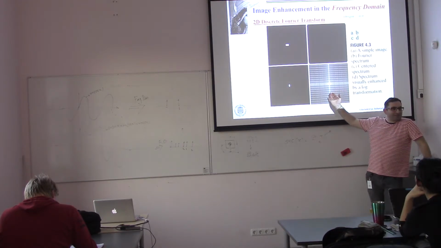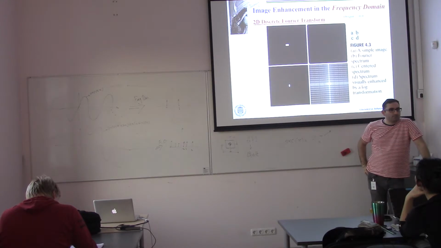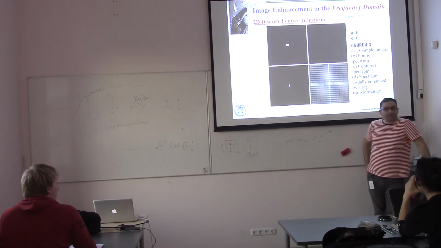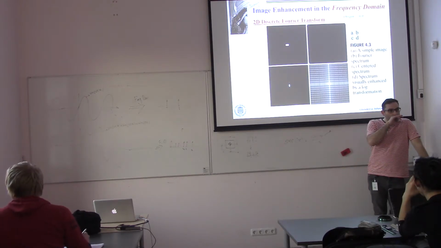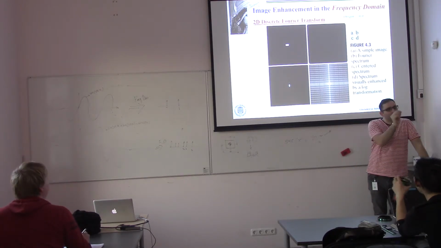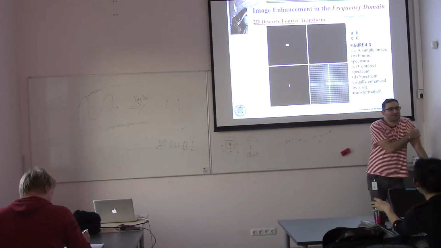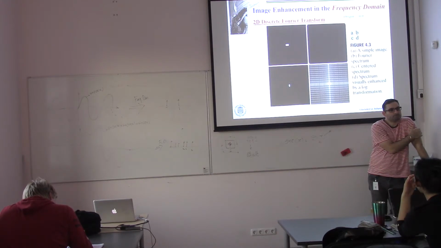There are lots of black lines. Why? These are not black lines, these are spaces between black dots. So why do we have these black spaces? Since the image is like the sinc function, it goes to 0 before the next.